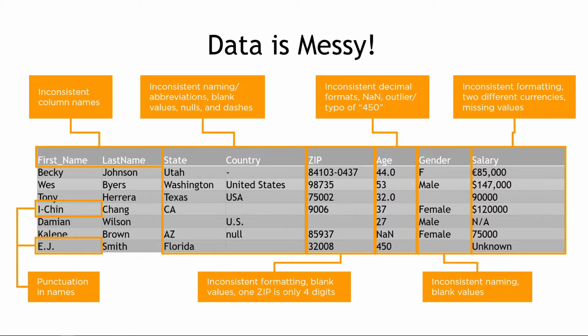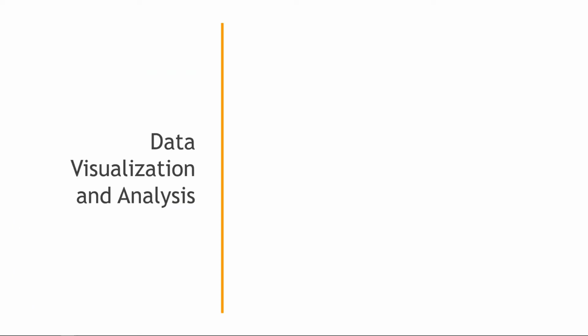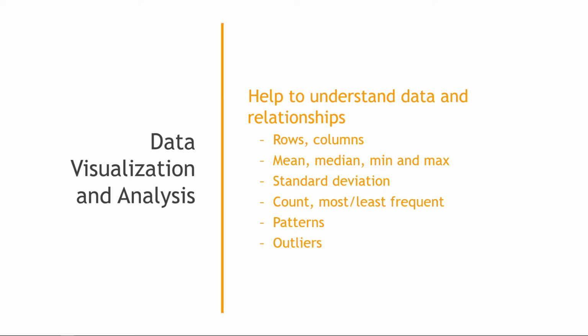And not shown here, but it's also common to have duplicate records or rows. So we need to get these sorts of things cleaned up before this data is really going to be useful to us. Also, it's really helpful to visualize and analyze your data. This helps you understand the data better and the relationships that you might have inside of it. So getting things like rows and columns and mean and median and min and max and standard deviation and so on, these can be really helpful to understand the data better.